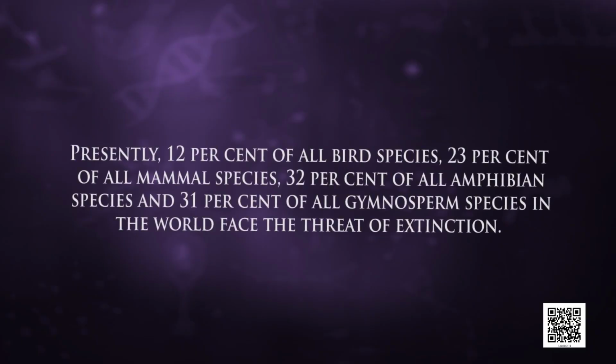Careful analysis of records shows that extinctions across taxa are not random. Some groups, like the amphibians, appear to be more vulnerable to extinction. Adding to the grim scenario of extinction is the fact that more than 15,000 species worldwide are facing the threat of extinction. Presently, 12% of all bird species, 23% of all mammalian species, 32% of all amphibian species, and 31% of all gymnosperm species in the world face the threat of extinction.